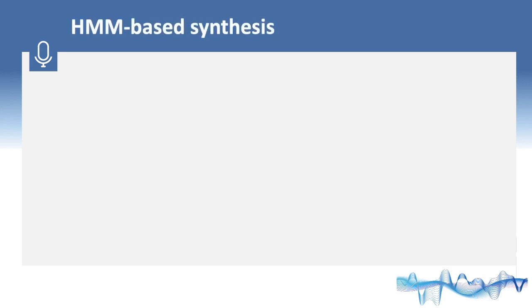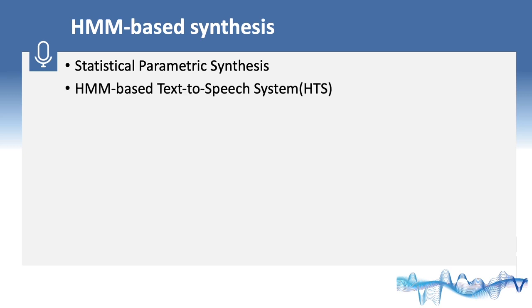HMM-based synthesis is a synthesis method based on hidden Markov models, which is a kind of statistical parametric synthesis. In HMM-based text-to-speech systems, the HTS system, the frequency spectrum, vocal tract, fundamental frequency, voice source, and duration prosody of speech are modeled simultaneously by HMM.